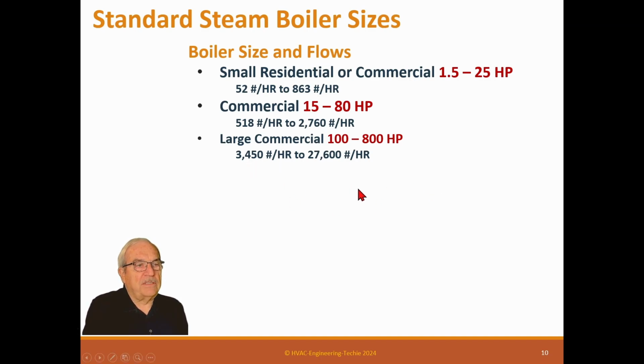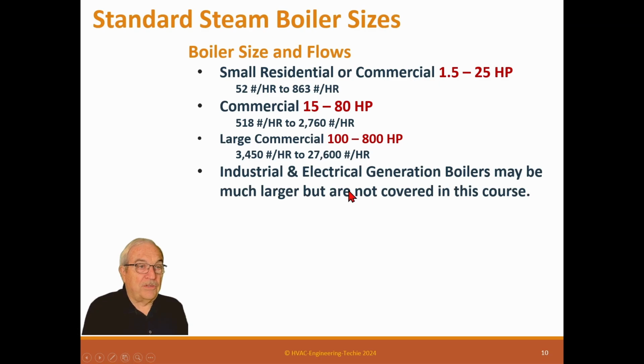Now, there's one thing about size in boilers that we'll talk about in a second. The turn down ratio is very important because big steam boilers don't have really high turn downs. I mean, the turn down may be as high as 25%, and that's the case. If you have a 600 horsepower boiler, then 150 horsepower is the minimum that boiler will do, which could be a problem. So we have to talk about that when we design. Now, industrial and electrical generation boilers may be much larger, but are not covered. I mean, they can be thousands of horsepower, but that's not a part of this course.